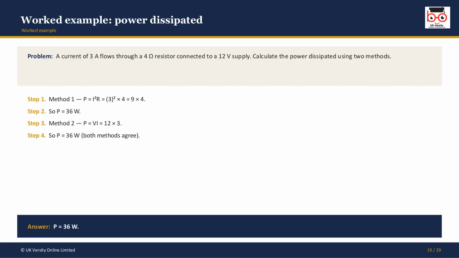Let's calculate one 2 ways. A current of 3 amps flows through a 4 ohm resistor on a 12-volt supply. Using power equals current squared times resistance, that's 3 squared times 4, which is 9 times 4, so 36 watts. And using power equals voltage times current, that's 12 times 3, also 36 watts. The 2 methods agree, which is always a good sign.